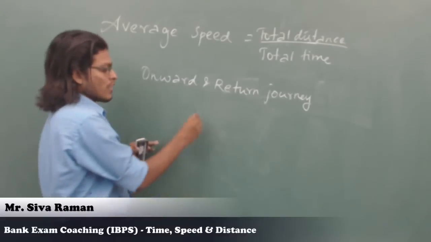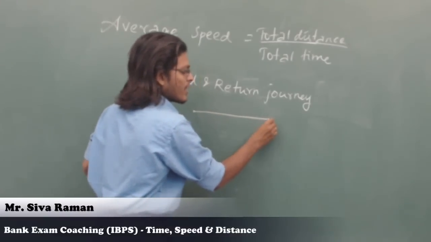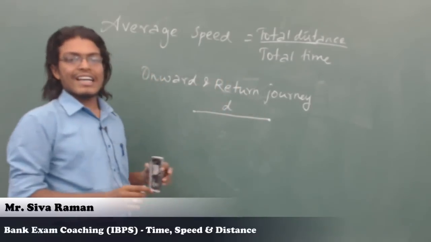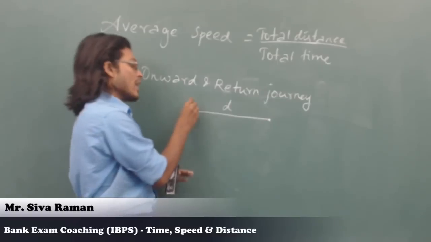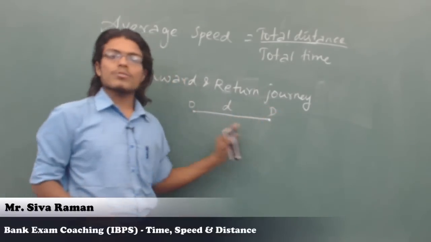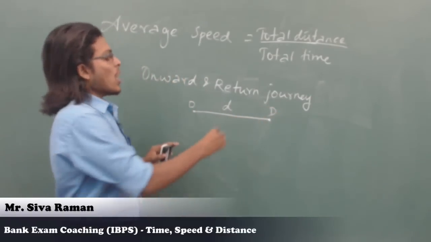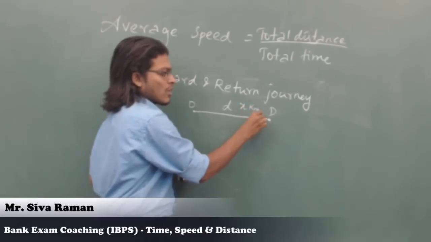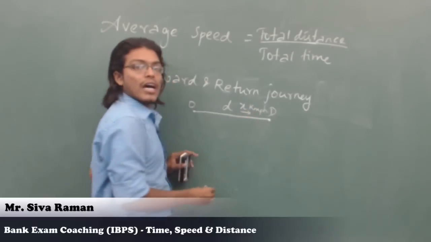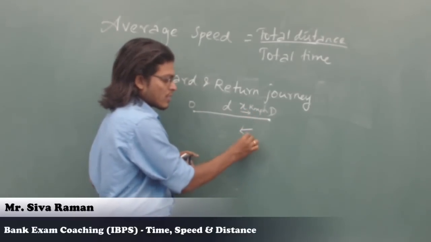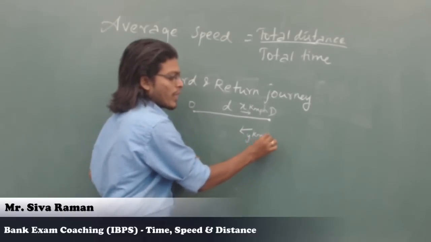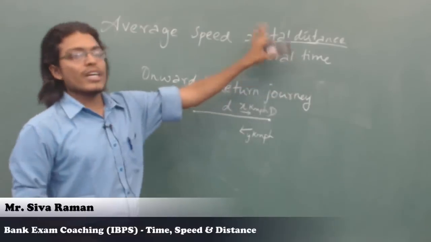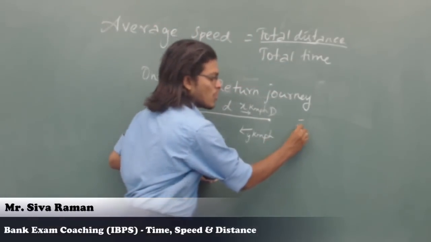We will have variables because we need to derive the formula. Right. The distance between the 2 points is d. Between your origin and destination, the distance between the 2 points is d. The onward journey speed is x kilometer per hour and the return journey speed is y kilometer per hour. Now, we will use the same formula, total distance.